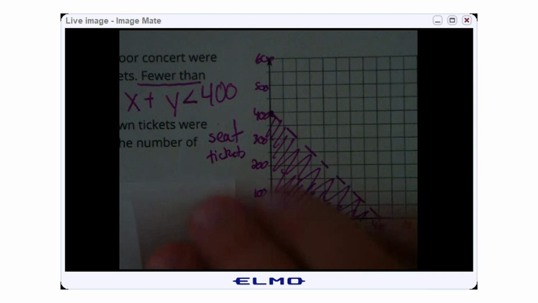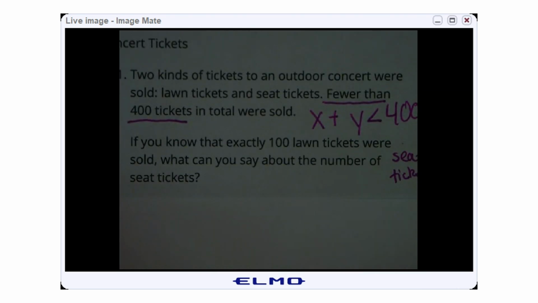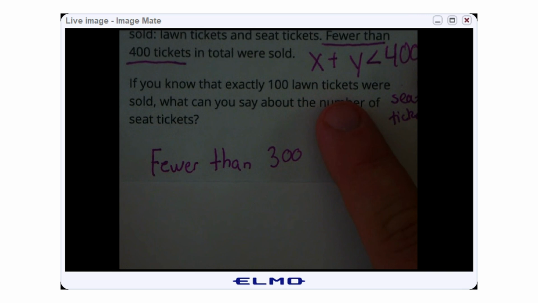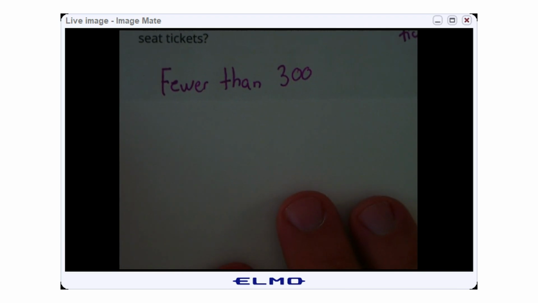Again, it says, if you know that exactly 100 lawn tickets were sold, what can you say about the number of seat tickets? Again, it has to be less than 400. We already have 100 accounted for, so it would be anything less than 300. Okay, so fewer than 300 seat tickets would be sold. All right, moving on to this last one.